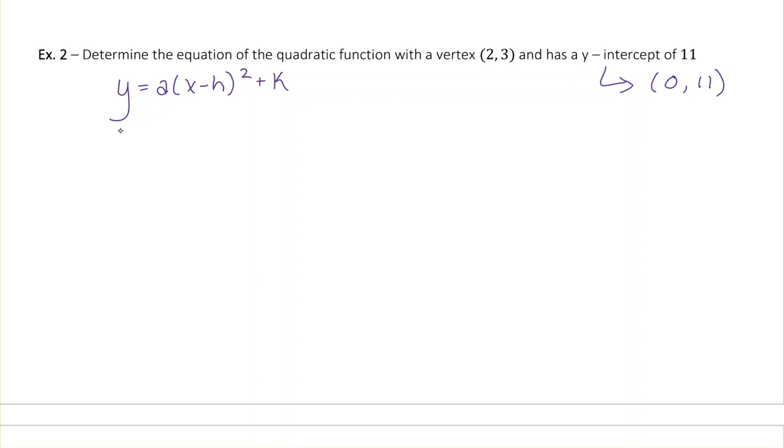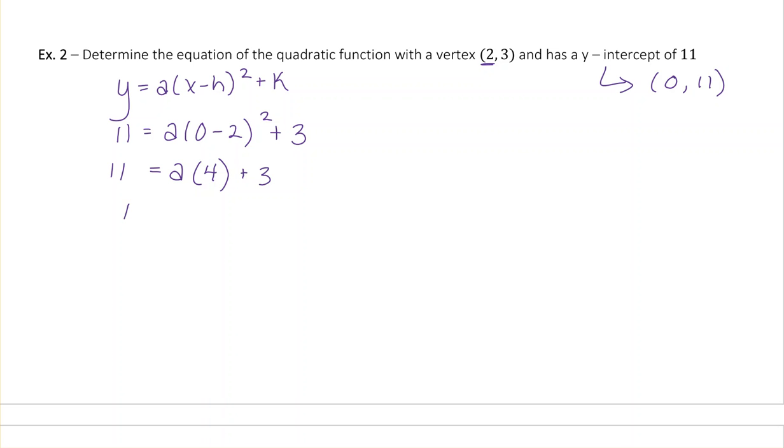You're going to continue that, so plug in what you know. Y-intercept 11, well, that's y. A, we don't know. X would be 0 because of our y-intercept. H is -2 because our vertex is at 2, and it's opposite. And k is 3 here. So 0 minus 2 squared, well, that's 4, plus 3.